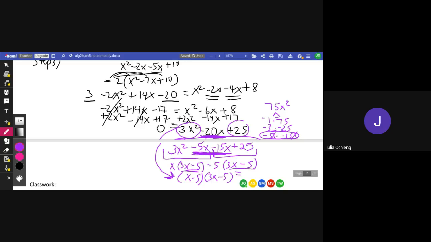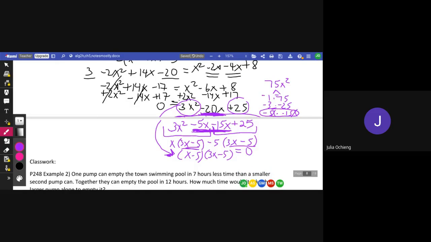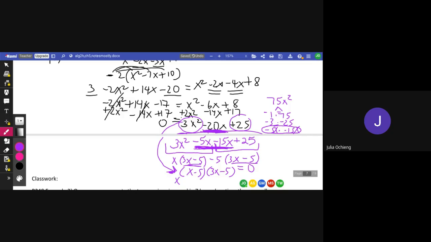But the factored form makes it easier to solve because if this equals 0, then each of those terms is going to equal 0. So x minus 5 equals 0, and 3x minus 5 equals 0. To solve, I add 5 to both sides. So x equals 5 is going to be one solution. The other one, I'm going to add 5 to both sides, and I'm going to end up with 3x equals 5. So I have to divide by 3, and I get x equals 5/3. So I've got 2 answers here: x equals 5, excuse me, and x equals 5/3.